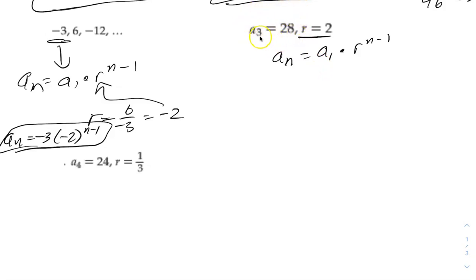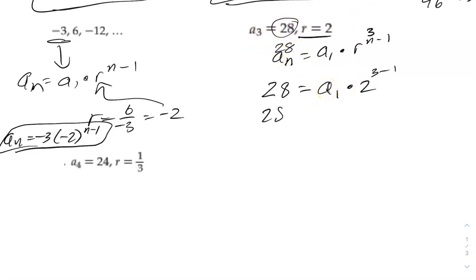So when I sub in 3 for my n, I get 28. So that's what that means. When you plug in 3, you get 28. So this equation is going to be 28 equals a1 times 2, which is my r, to the 3 minus 1. I just plug in what I have. R is 2. This tells me the third term is 28. So when I sub in 3, I get 28, my value. All I gotta do now is solve for a1.